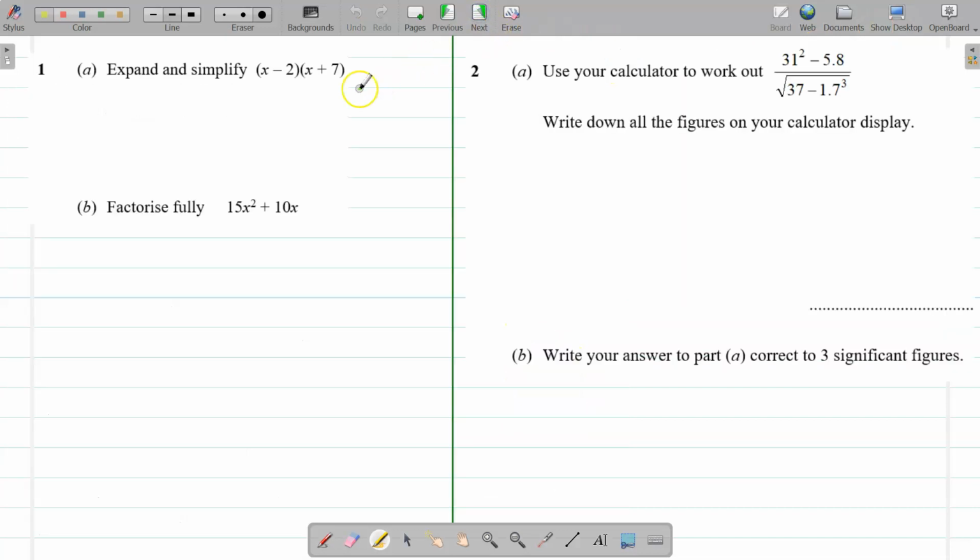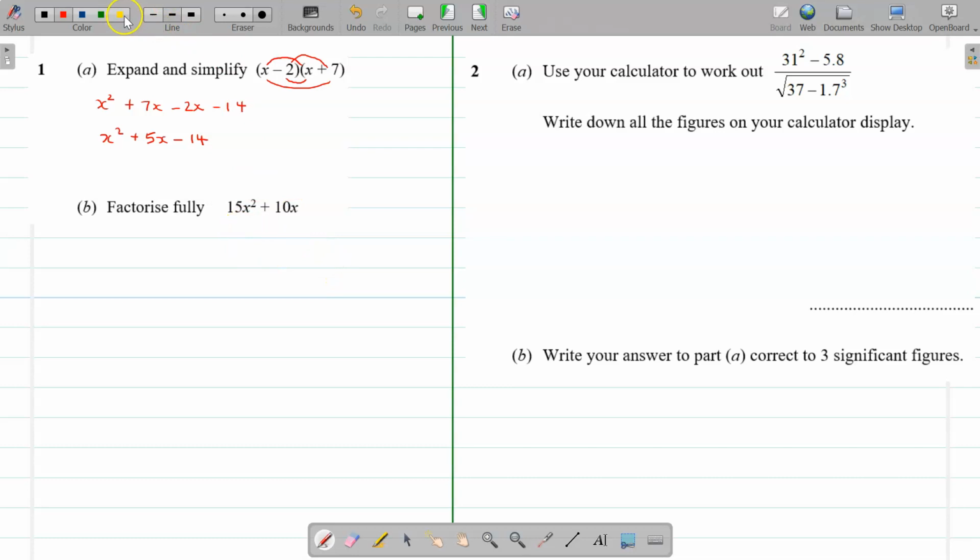Okay, first question. This is expand and simplify. So show the steps. You're multiplying out the brackets, so you're doing first, outer, inner, last. Okay, first term is x squared. The outer term will be plus 7x. The inner term will be minus 2x. And the final term would be minus 2 times 7, which is minus 14. That's the last term there. And then combine those two middle terms to give you x squared plus 5x minus 14. Okay, 2 marks for that.